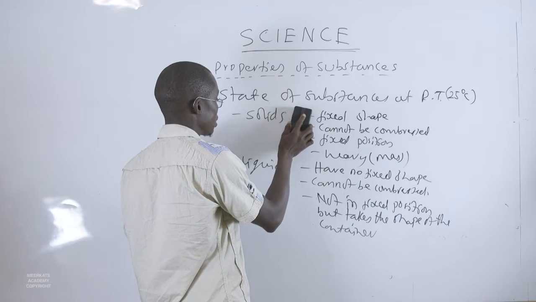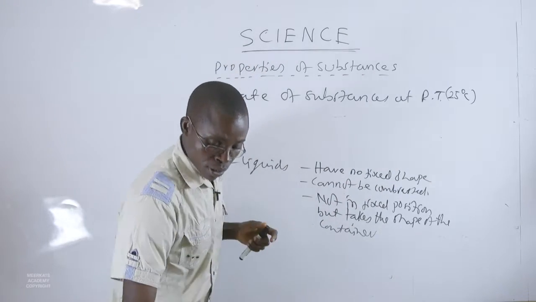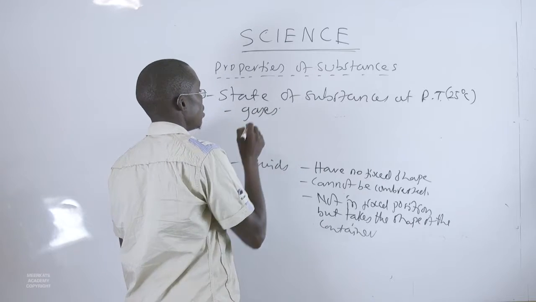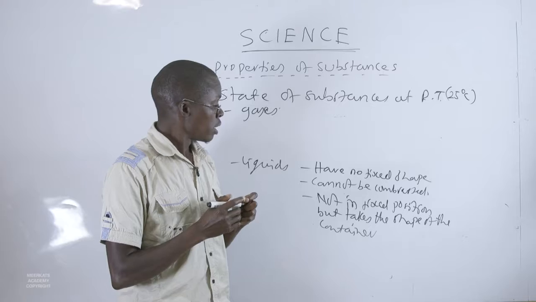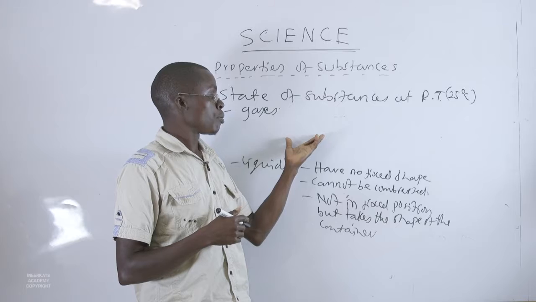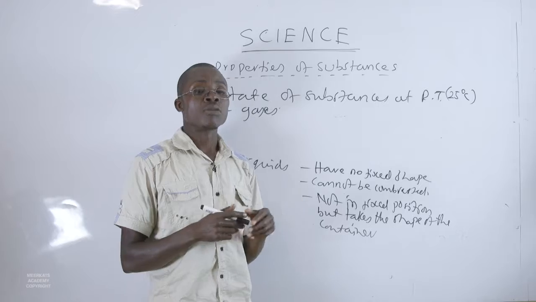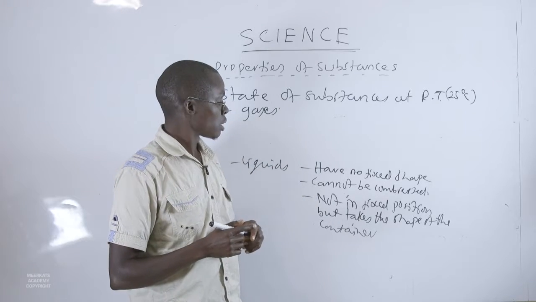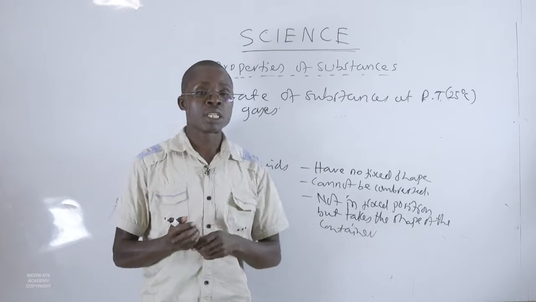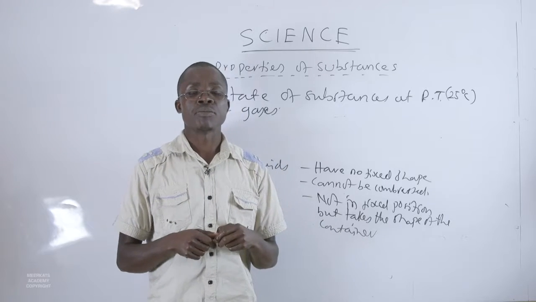Let's look at gases. When you're looking at gases in relation to the 4 points, and also remember the 4 points of the solids, now we have the liquids, so we want to link it to the 4 points, but in gas state. Starting with the first one, have no fixed shape. For solids, we said they have fixed shape. Do you think gases have fixed shape?